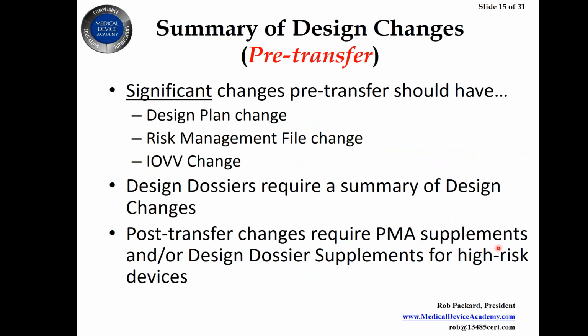You might have a change in your input-output verification validation matrix. That's the IOVV. Some people also call it a design requirements matrix. So those are the three documents I would expect to change. My input-output matrix, so I'd maybe change an input or change an output. I'd identify a hazard that goes in my risk management file, and I'd update my design plan. Those are the things I would expect to see changes of before I hit design freeze, before I've done verification and validation, before I start transfer.